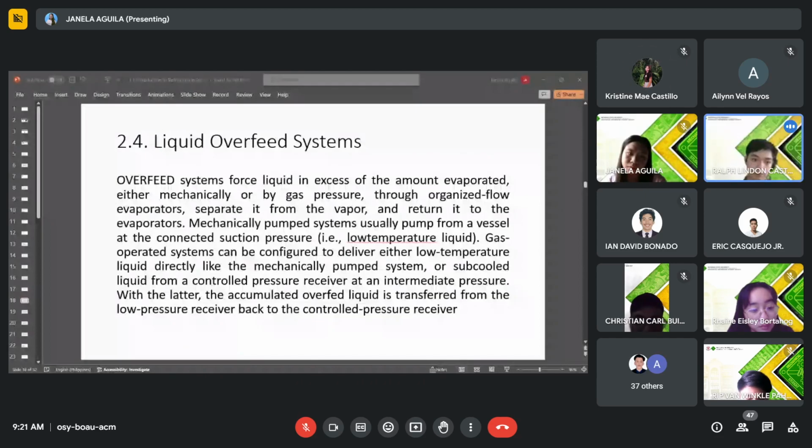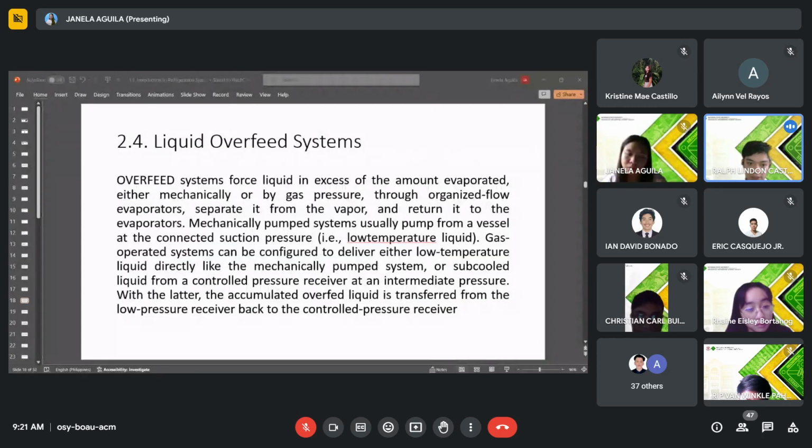Liquid overfeed systems. Overfeed systems force liquid in excess of the amount evaporated either mechanically or by gas pressure through organized flow evaporators. Separate it from the vapor and return it to the evaporators. Mechanically pumped systems usually pump from a vessel at the connected suction pressure that is low. It pumps low temperature liquid.